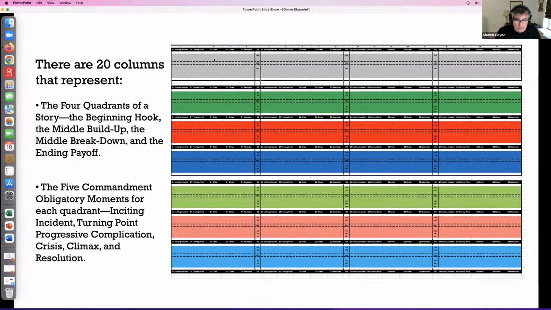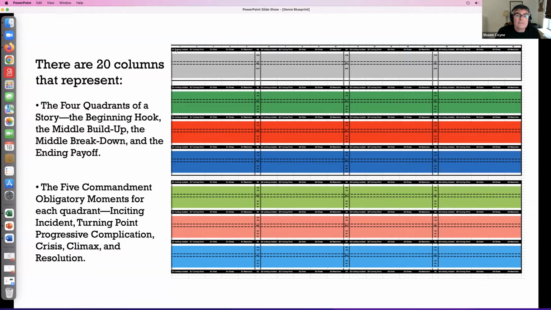All right, so the 4 quadrants are: this is the beginning hook, this is the middle build up, this is the middle breakdown, and this is the ending payoff. These are the 4 quadrants of a story. Beginning hook, build up, breakdown, payoff. Okay, so that's what these columns are in the 4.